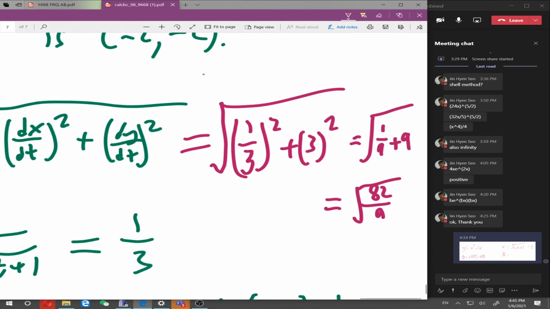If I want to simplify for your SAT or AP exam, this would be what? Square root of 82 over 3. Perfect. Root 82 over 3 would be my speed. Because they did ask for a speed, not a velocity, even though taking that square root would make it positive or negative, we don't care because speed does not have direction, so it must be positive.